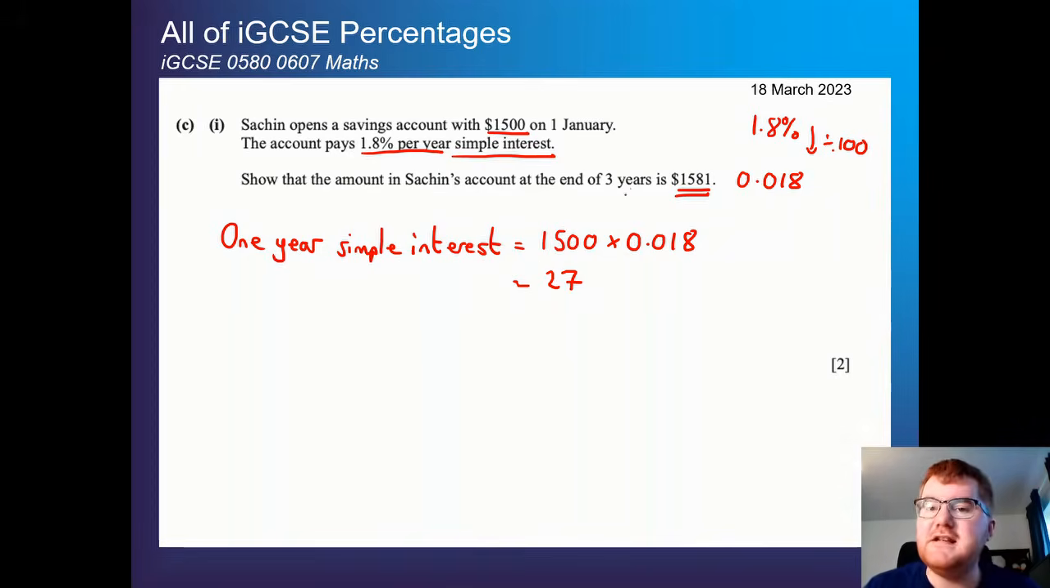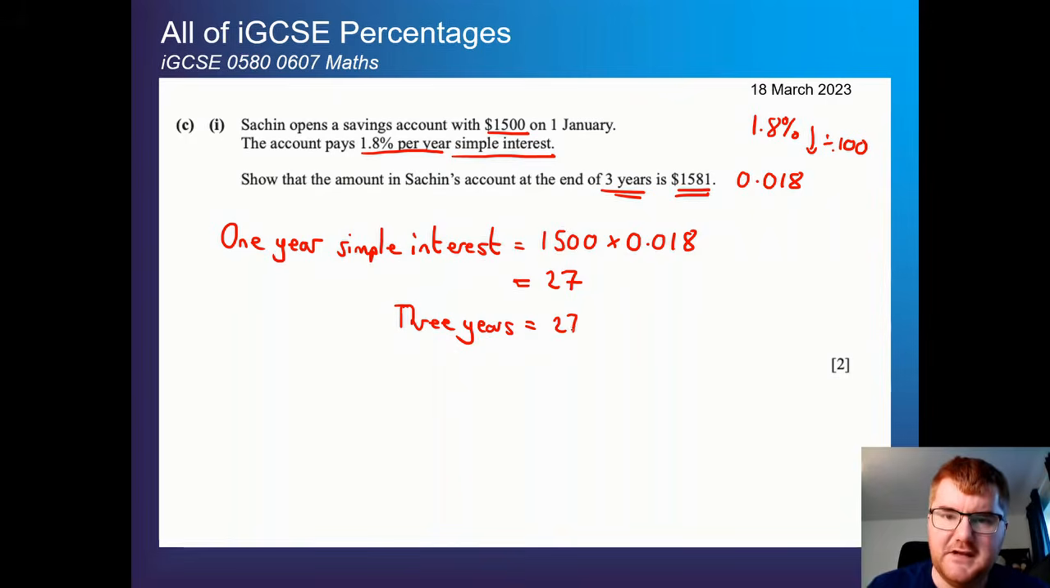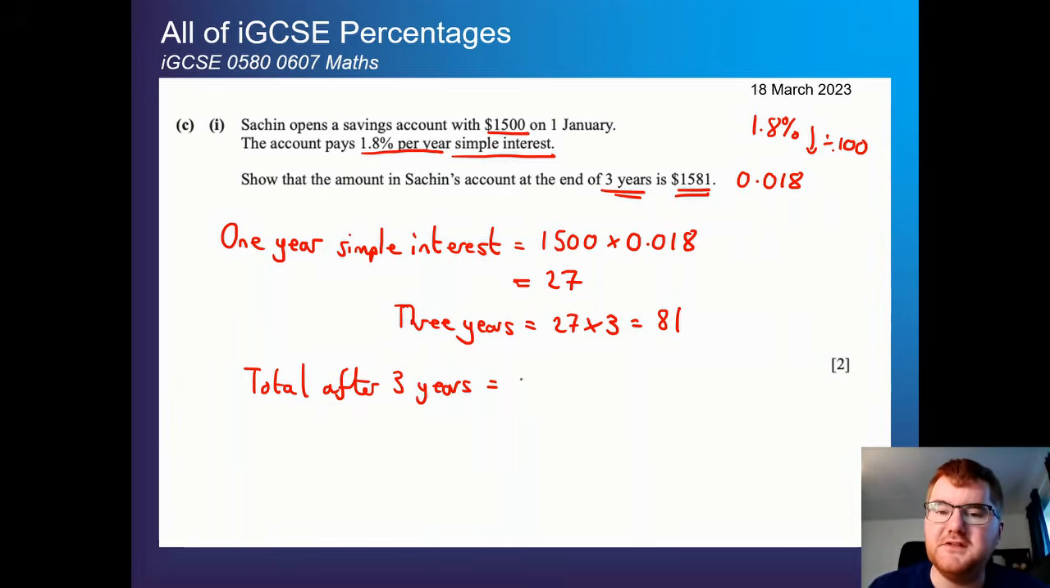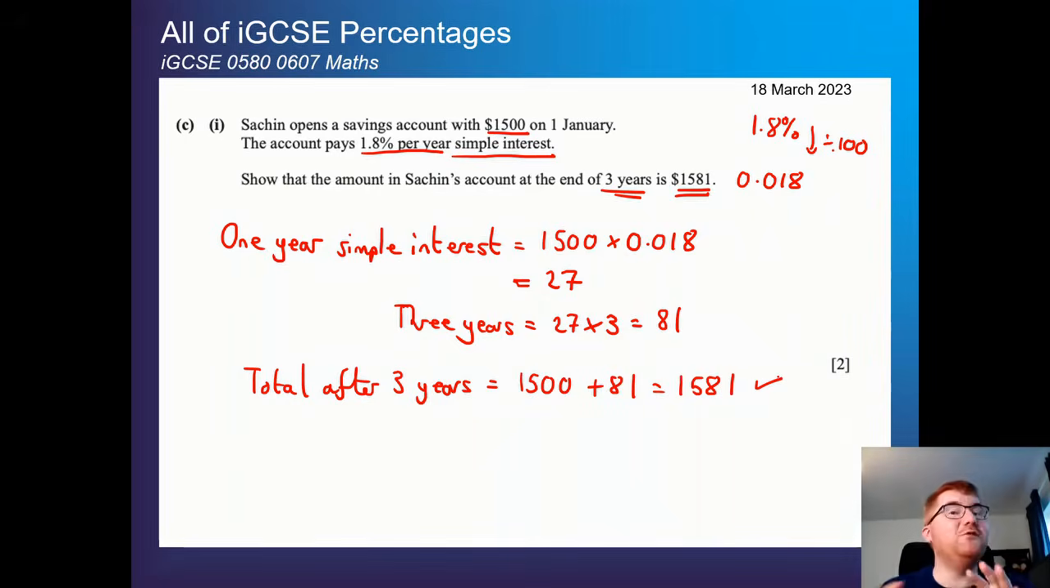However, we want 3 years of interest here. So 3 years is going to be taking that previous answer and then just timesing that by 3, which then gives us 81. Therefore, the total in the account after 3 years will be the initial 1,500 deposit plus this $81 of interest, and that gives us 1,581. It's always so satisfying in a question like this to get to the correct answer at the end.